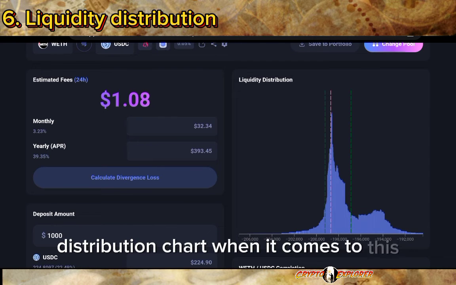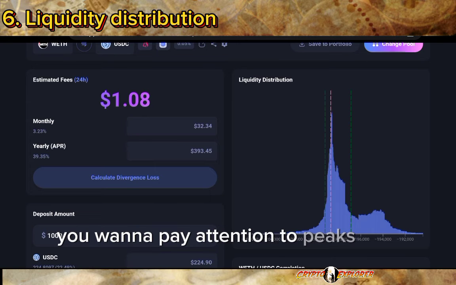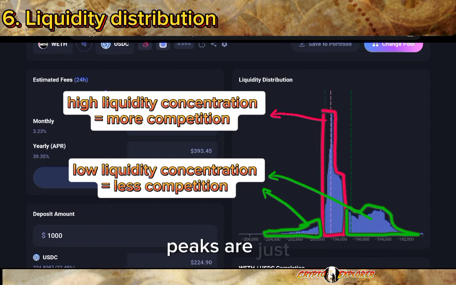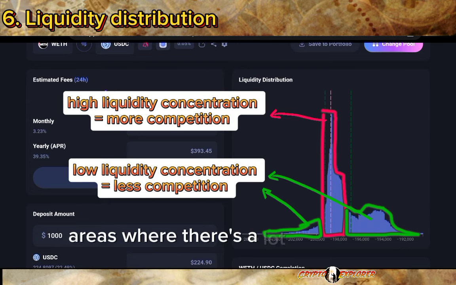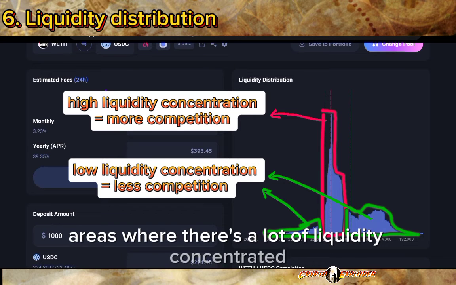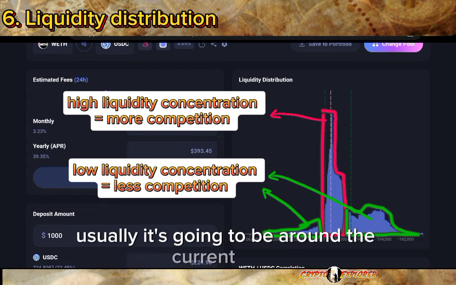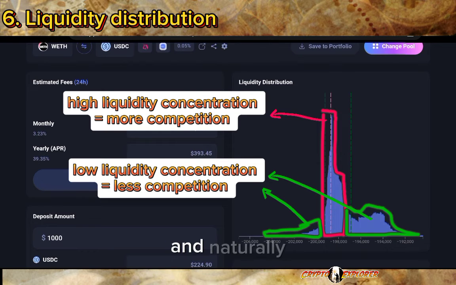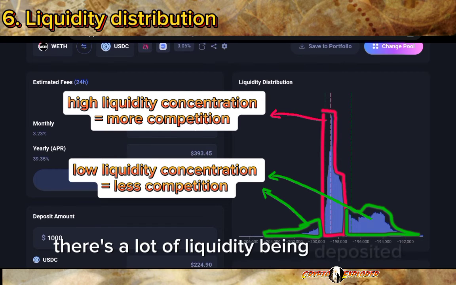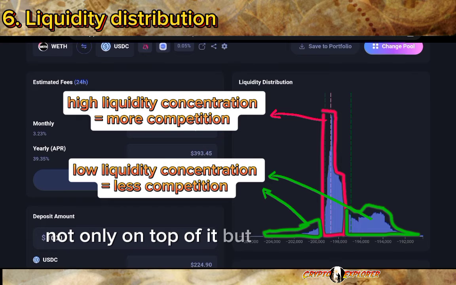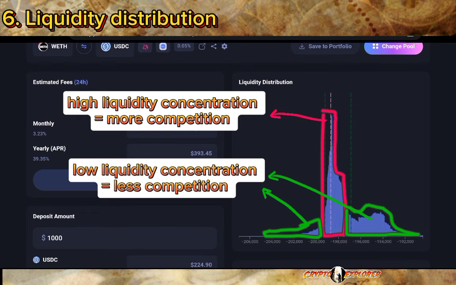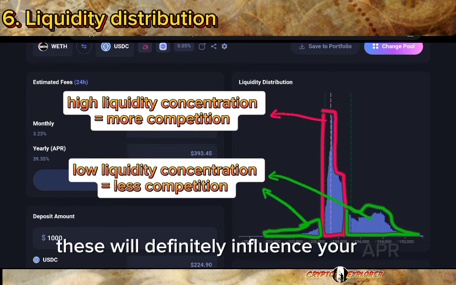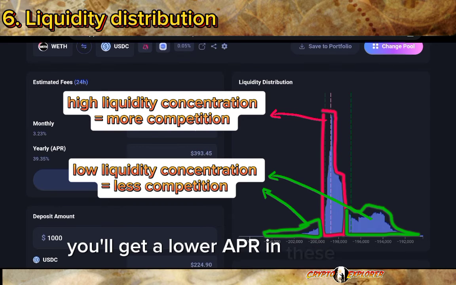When it comes to this, you want to pay attention to peaks and valleys. Peaks are just areas where there's a lot of liquidity concentrated. Usually it's going to be around the current price. You see the red line, it's showing us the current price. And naturally there's a lot of liquidity being deposited not only on top of it, but also immediately around it. So that's what I call peaks. You'll have a lot of competition. This will definitely influence your APR. You'll get a lower APR in these areas.